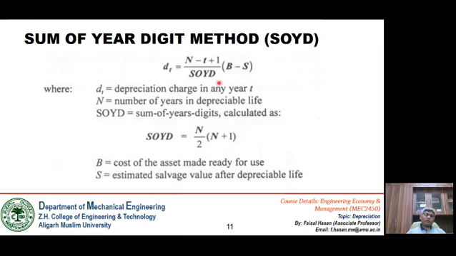Okay. So let us see how we apply this. It seems a bit difficult, but when we use it, it's very simple. SOYD is simply the sum of years digit method. So that is basically an AP series. We can compute the sum of years with the help of this formula. Let us see how we can apply this formula while computing the depreciation using this method.